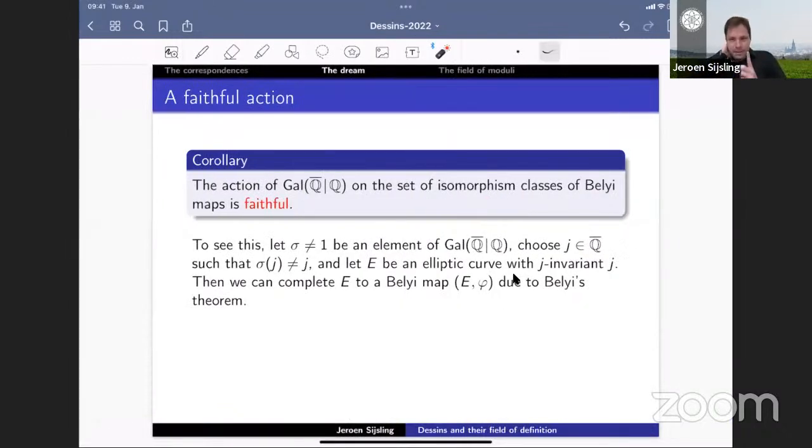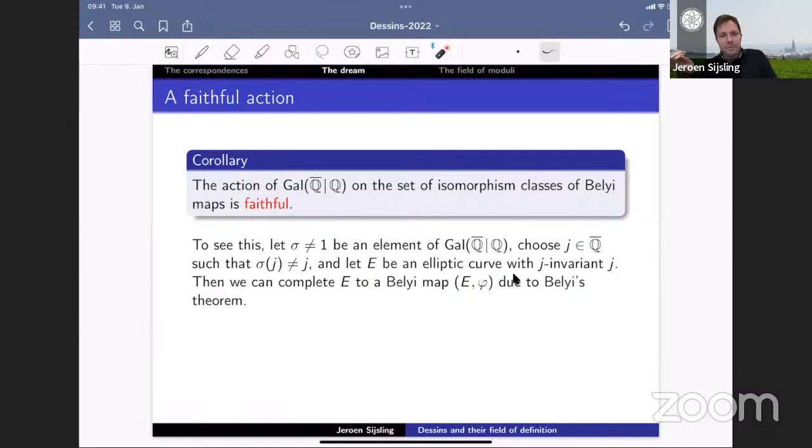If you know Belyi's theorem, this is in fact kind of easy, as long as you also know about elliptic curves, because you do the following. Suppose you have a non-trivial element sigma of the Galois group. Non-trivial means that some algebraic element is moved by sigma. So I choose one and call it J, just any J in the algebraic closure, such that it is moved by sigma. Good. Take an elliptic curve with J-invariant J. You can do that; there are formulas that give this.